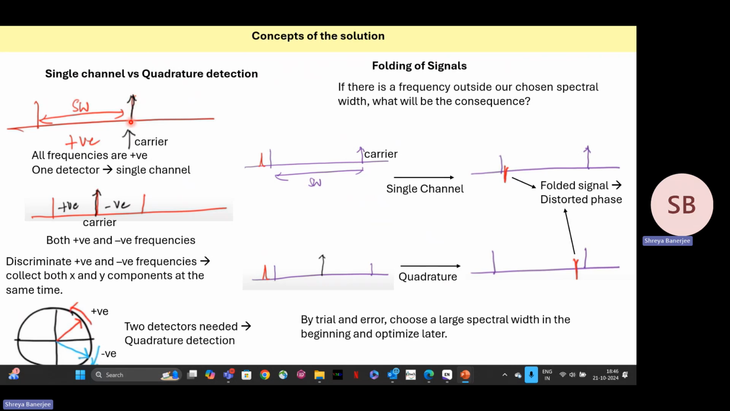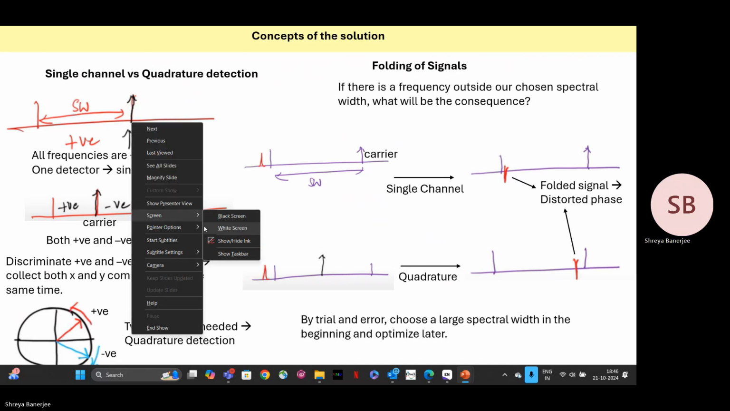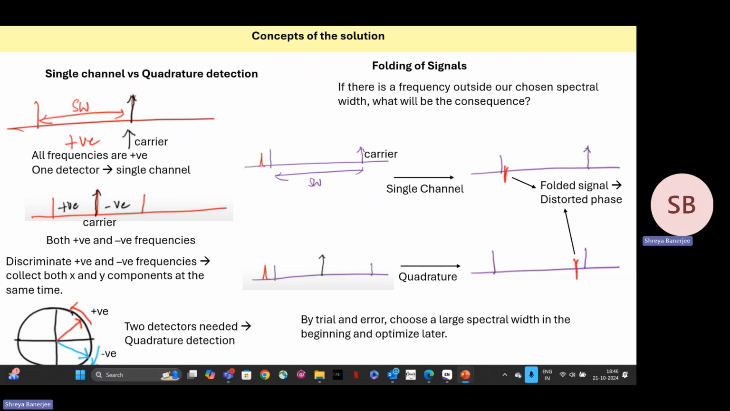Suppose this is your spectral range. The spectral range is from here to here, and your carrier frequency, shown by this black arrow, is at one end of the spectral range. So all the other frequencies are in the positive direction of this carrier frequency. Only one channel detection is fine, because if you just have a channel in the positive direction, you will be able to cover the entire frequency range. This is called single channel detection.